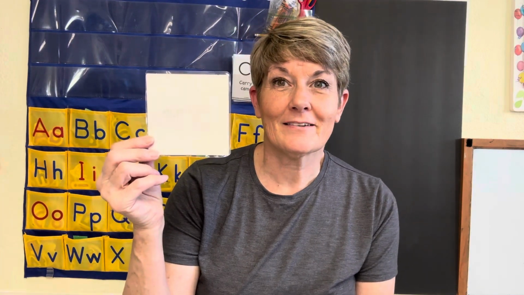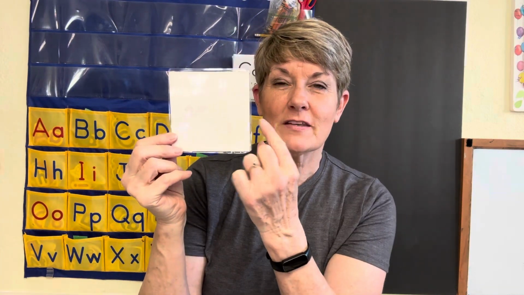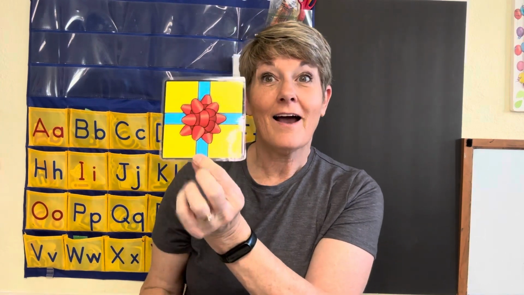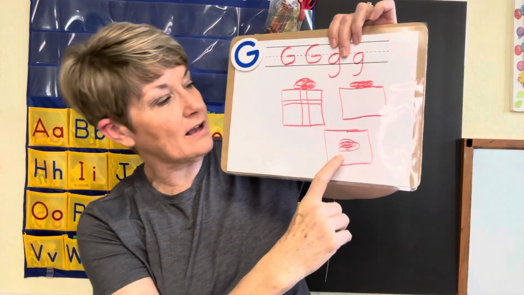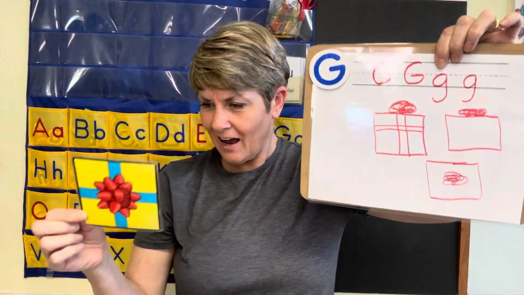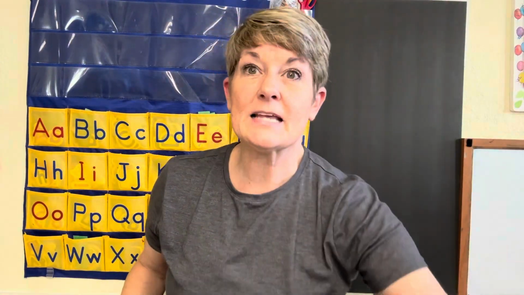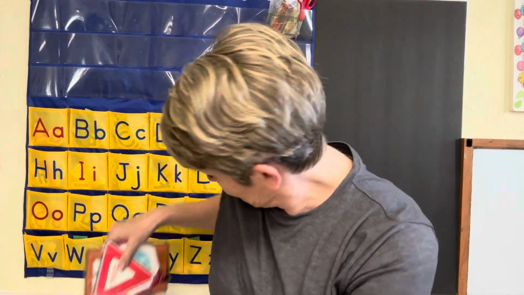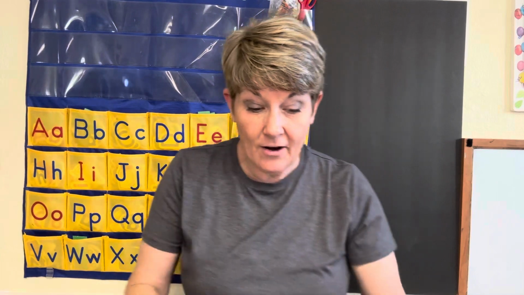What shape is it? 4 sides are all the same. What shape is it? Square, very nice. And that's a gift. Oh, you know what? It's a little bit like this gift. See how it's got the bow right in the middle? There's 2 gifts. And do we give a gift to somebody when we're thankful and grateful for them? We do, don't we? Okay, I'm going to put those right in there.